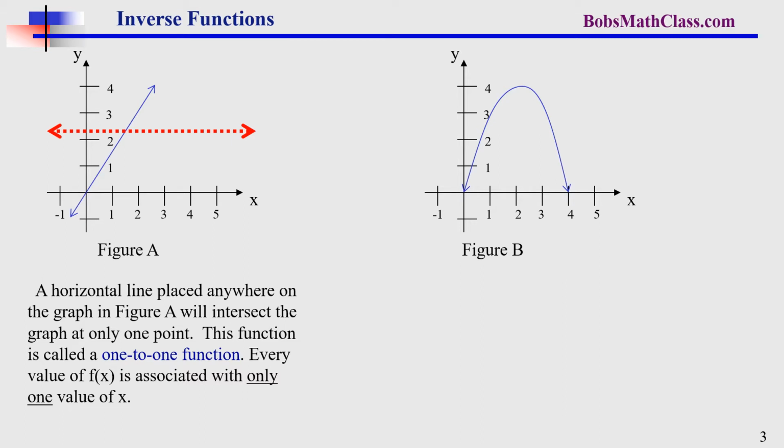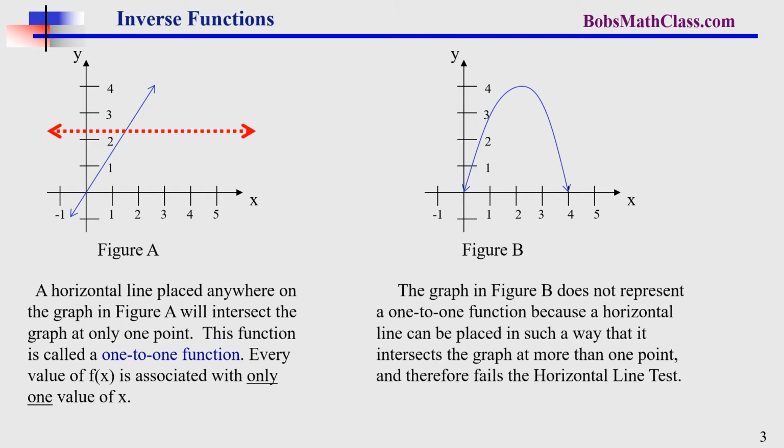The question is, is it a one-to-one function? If you draw a horizontal line, how many times will it intersect? Well, if we draw a horizontal line, it will hit twice. So this graph, figure B, does not represent a one-to-one function because the horizontal line can be placed in such a way that it intersects the graph at more than one point, and therefore fails the horizontal line test.